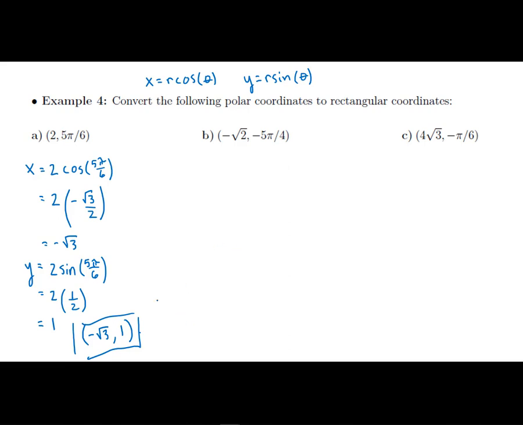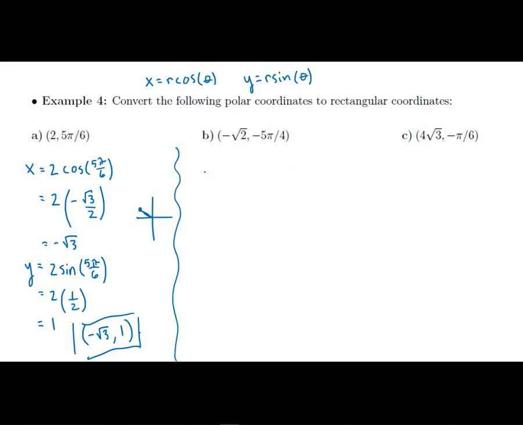And if you think about it, on a circle, 5 pi over 6 we know is over here, right? So this point should have a negative x value and a positive y value. So that lines up with the picture we know we should be getting from the polar coordinates.